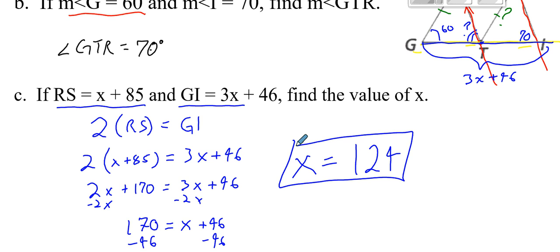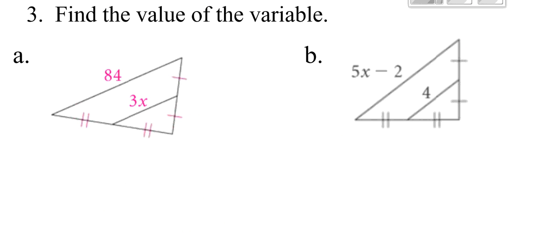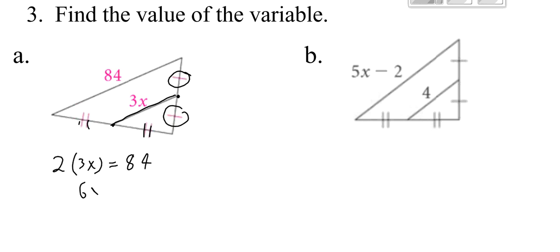Okay. Last example we'll look at here. Find the values of our variables. As I'm looking here, because of these segments, I know that this is a midpoint, because these two are equal parts. So that makes this a mid-segment. Then 2 times our mid-segment is equal to the parallel side. As I solve that, 6x equals 84. Divide by 6, divide by 6, I get x is equal to 14.